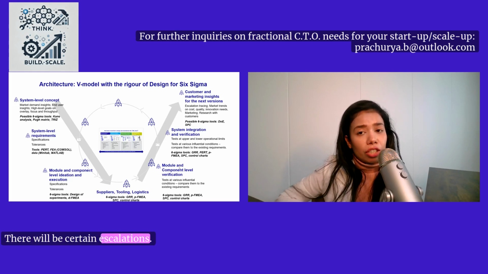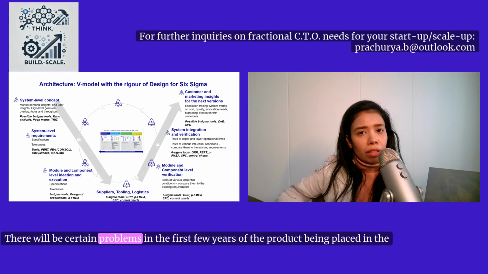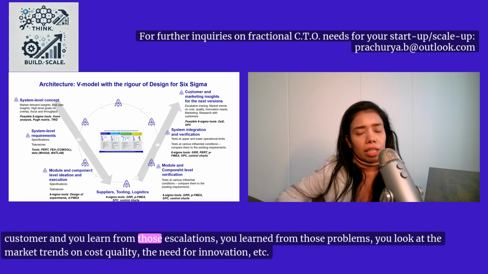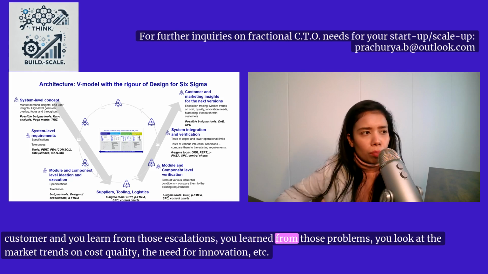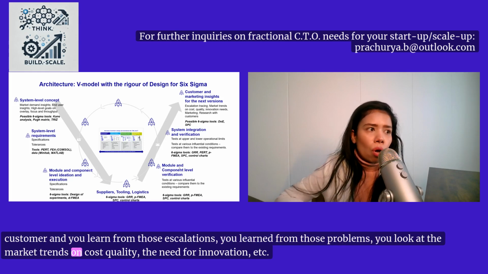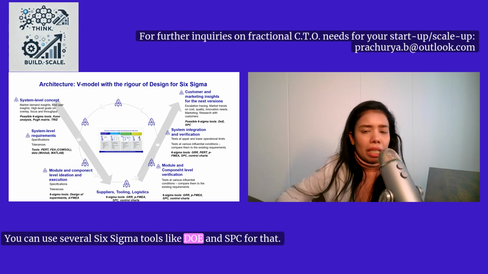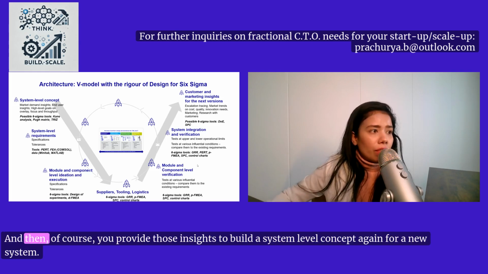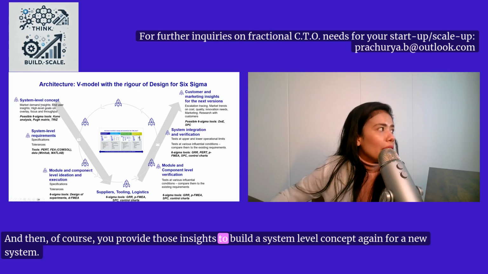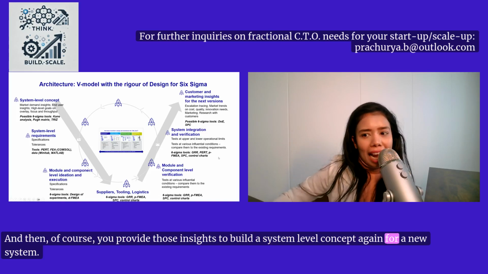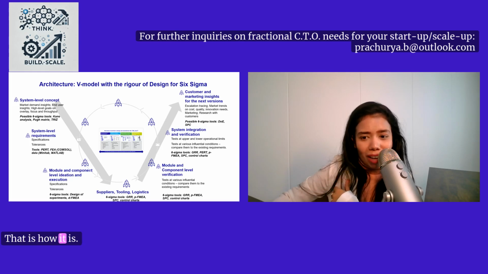There will be certain escalations. There will be certain problems in the first few years of the product being placed at the customer, and you learn from those escalations. You learn from those problems. You look at the market trends on cost, quality, the need for innovation, etc. You do your research with the customer. You can use several Six Sigma tools like DOE and SPC for that. And then, of course, you provide those insights to build a system level concept, again, for a new system. That is how it is.